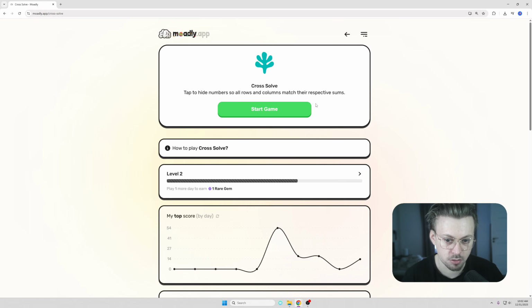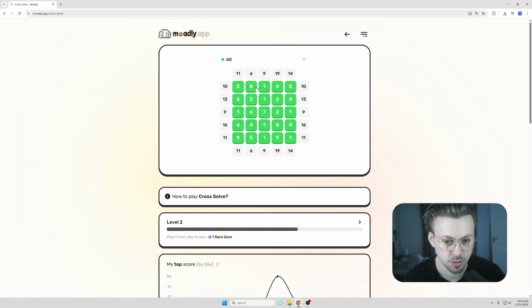Okay, so the way you play Cross Solve is you have a grid of 5 by 5 numbers, so 25 numbers, and on the side you have sums, which repeat left and right and top and bottom. They're the same numbers. So the numbers on the side represent sums. So 10 is supposed to be the sum of all the numbers on this first row.